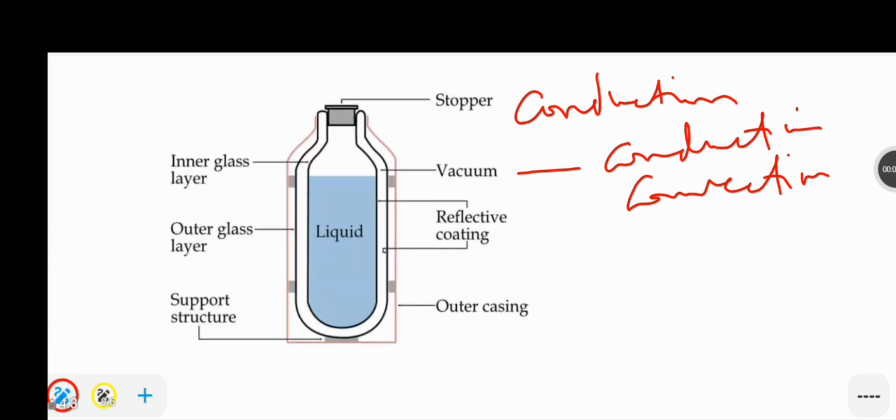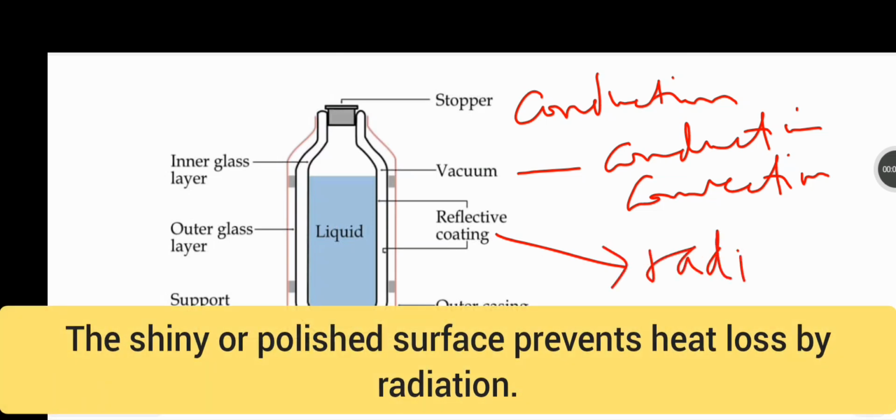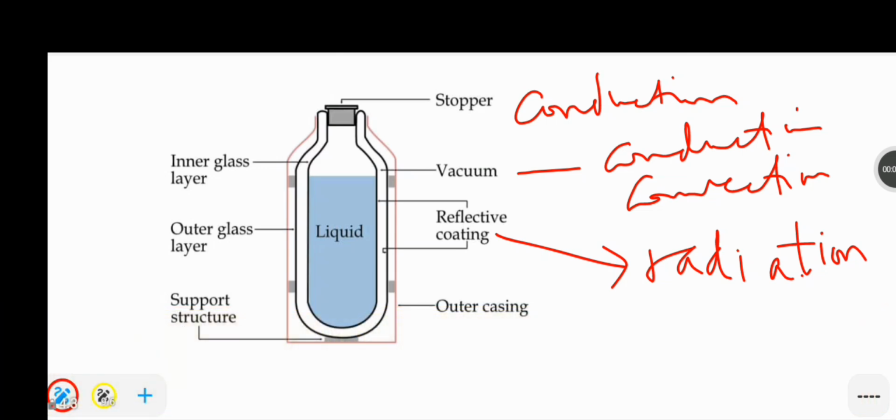Then the external part here is a shiny surface. It is a reflecting surface. So it prevents heat loss by radiation. Anytime you see anything like shiny surface, reflecting surface, just go to radiation straight up. Okay, and when you see vacuum, go to conduction and convection. Then anything stopper, if it's airtight, it's going to prevent heat loss by convection. But if it's just an ordinary stopper, it's going to prevent heat loss by conduction. So these are the basic things you need to know about your vacuum flask.